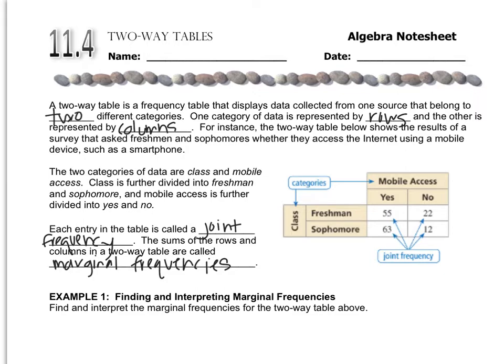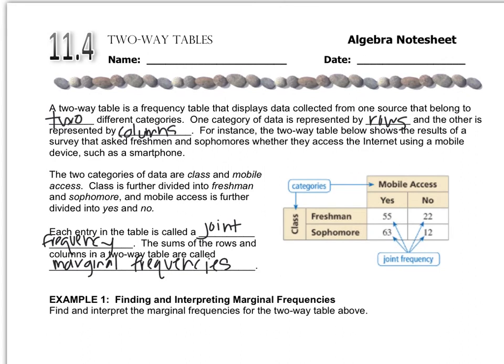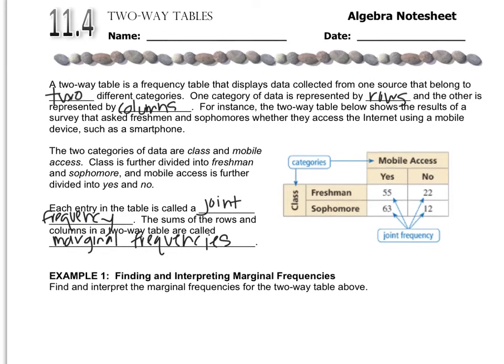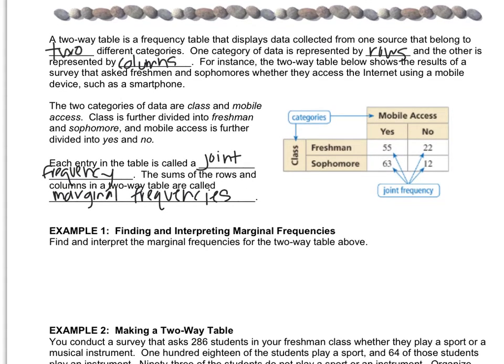So speaking of marginal frequencies, example 1 wants us to find them, and then we also have to interpret, which means we have to write a sentence using the labels. So we can just go back up here and add them. I'm going to add 55 and 22, so that gives me 77. So 77 freshmen were surveyed and 75 sophomores were surveyed. We've got 55 plus 63, so how many total people have access to a mobile phone? That's 118, and then 34 do not.